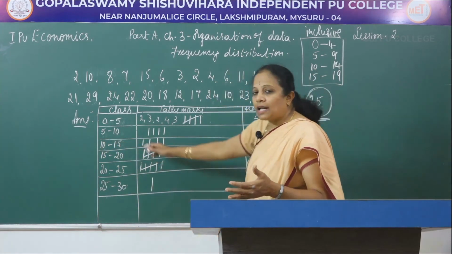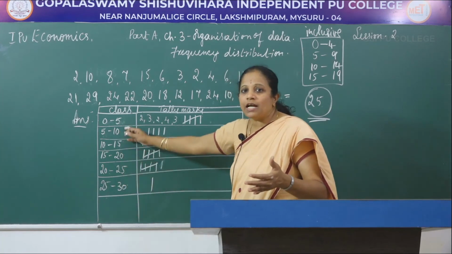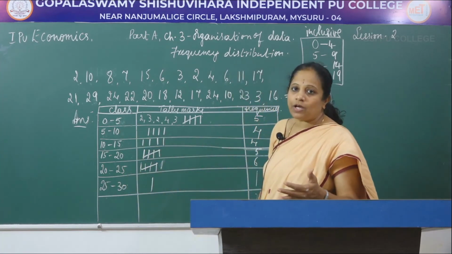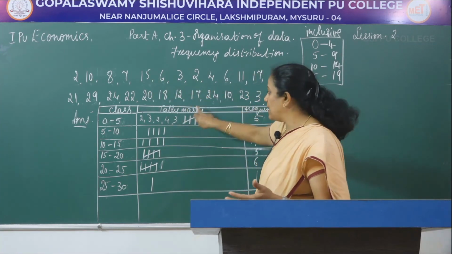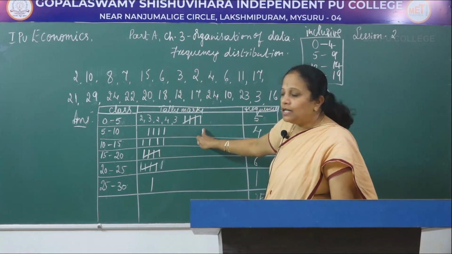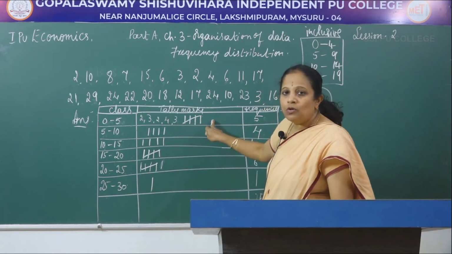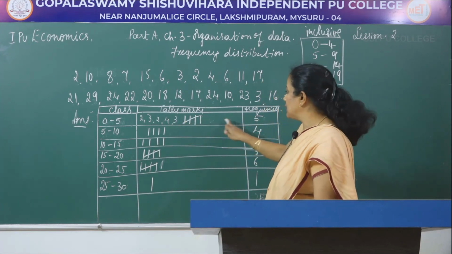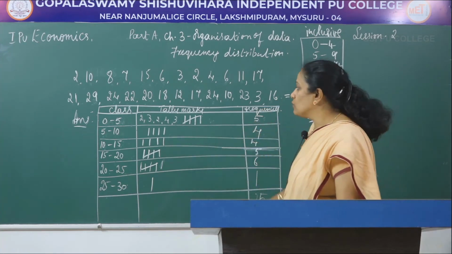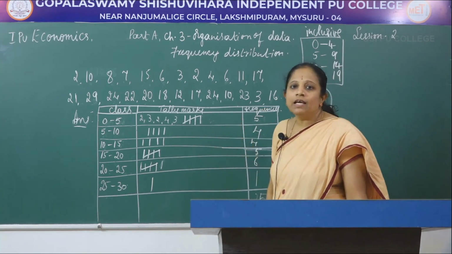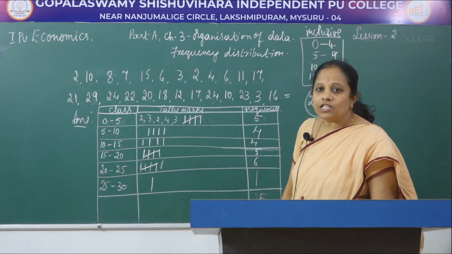So after the class width is decided, we should decide about the number of classes we should have, and after that we go on observing the numbers and we mark the numbers in the respective class through tally marks, and after that it is added and the total is written as frequencies. So this is the way of preparing the frequency distribution.